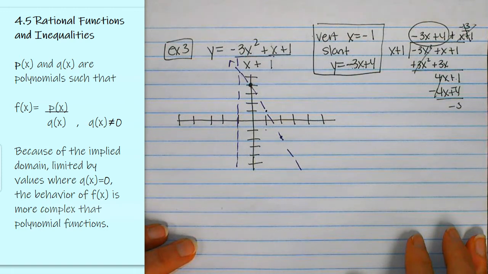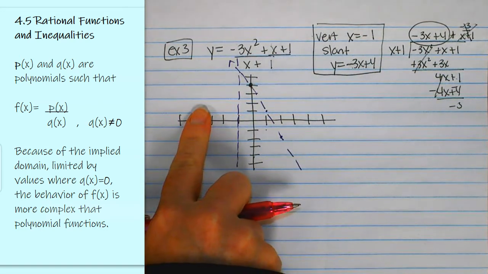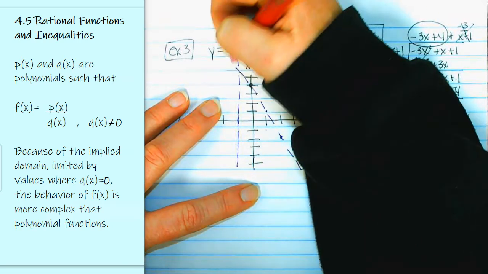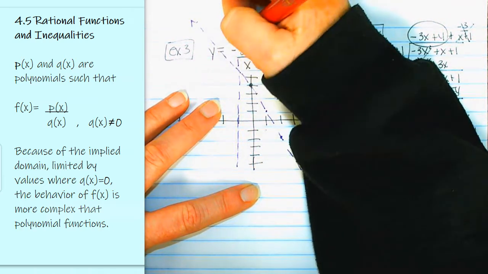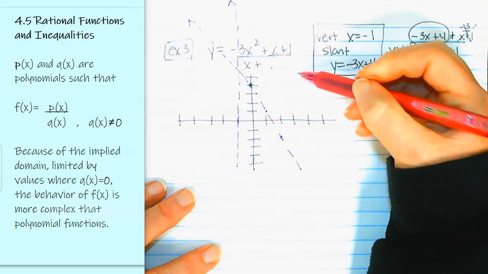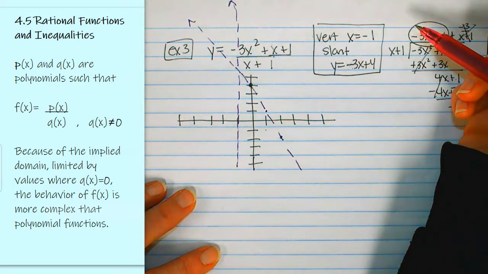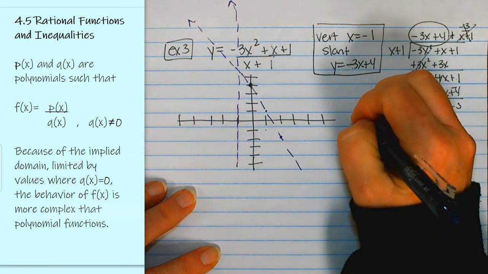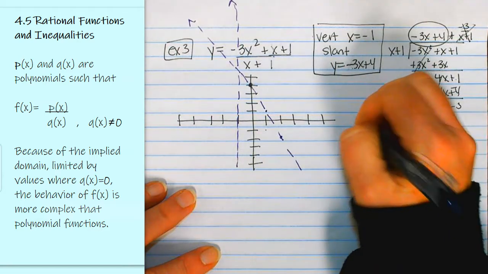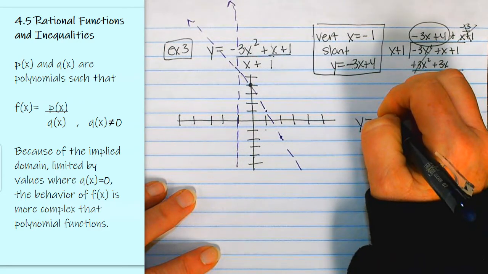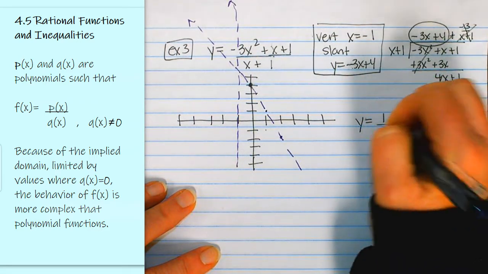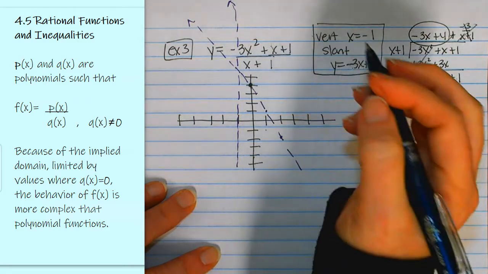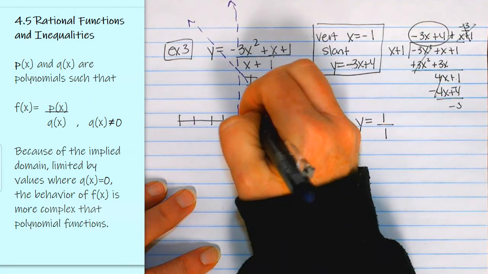So here's the question. Is my graph going to be right here? Is it going to be in this quadrant right here? Is it going to be over here? I'm not sure. I'm going to need to plot some points. I would like to start with the y-intercept because that's so easy to figure out. That's going to be y equals 0 plus 0 plus 1 over 1. Excuse me. So it's going to cross at 1, 1 here.